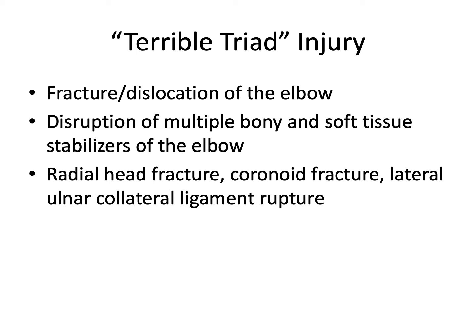Terrible triad injuries are fracture dislocations of the elbow. They involve disruption of multiple bony and soft tissue stabilizers of the elbow. The triad is a radial head fracture, coronoid fracture, and lateral ulnar collateral ligament rupture, though you can also have other injuries such as a medial collateral ligament rupture.